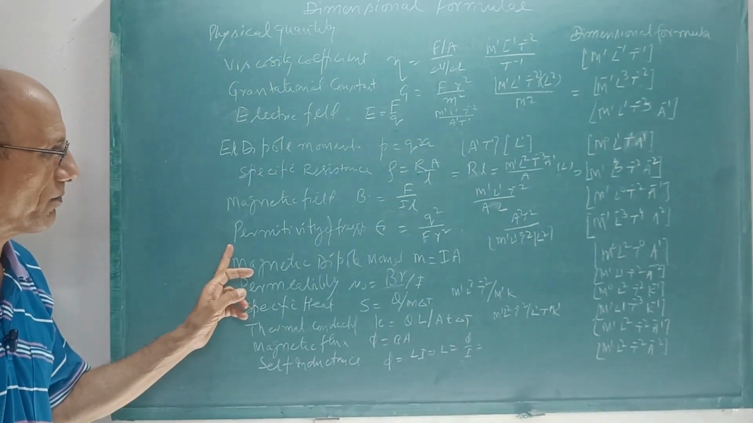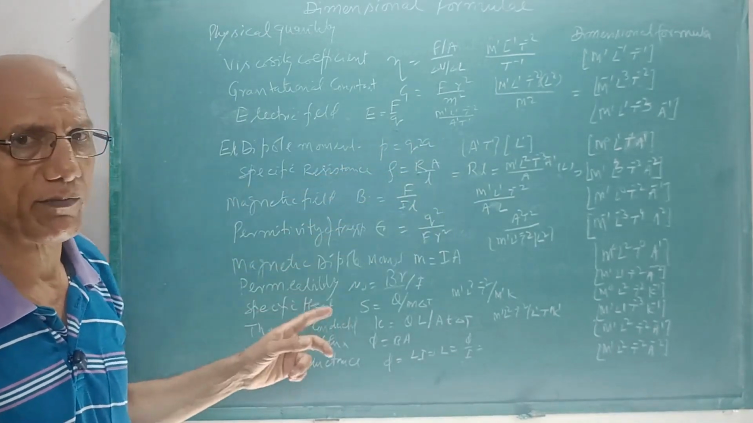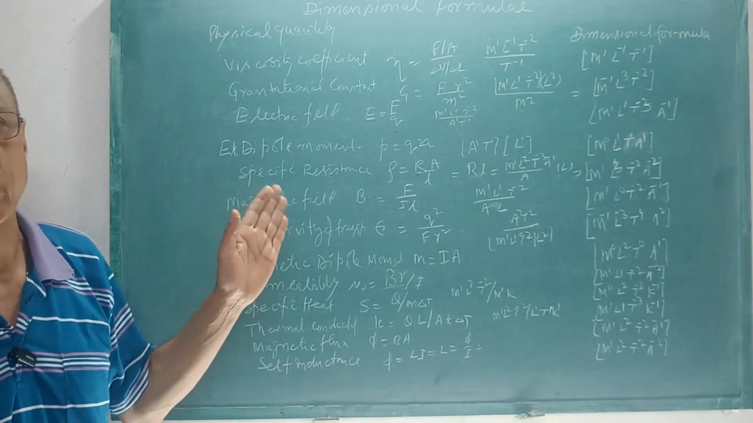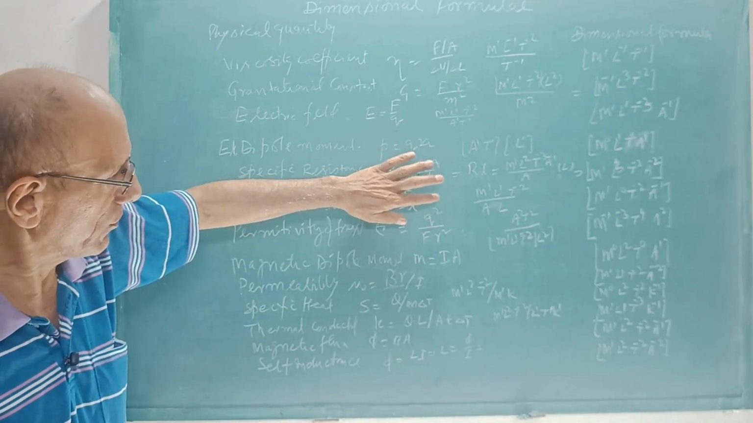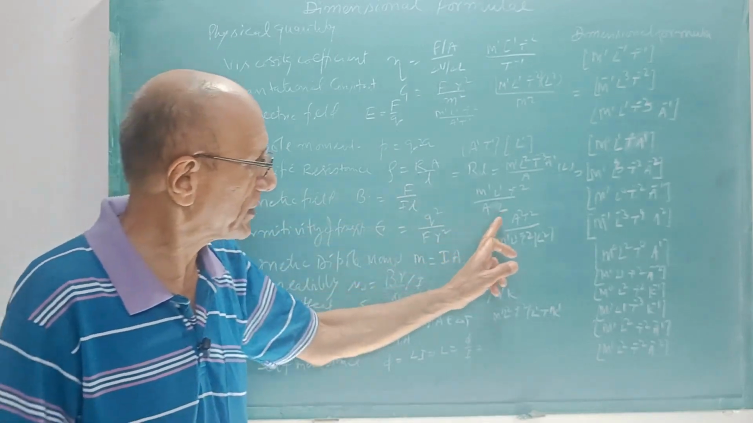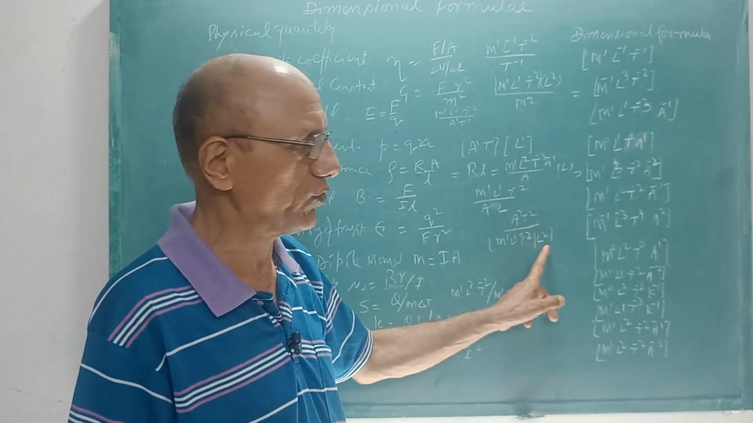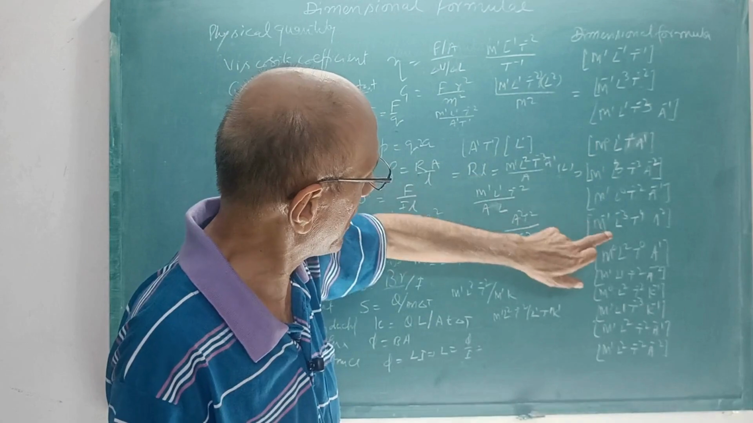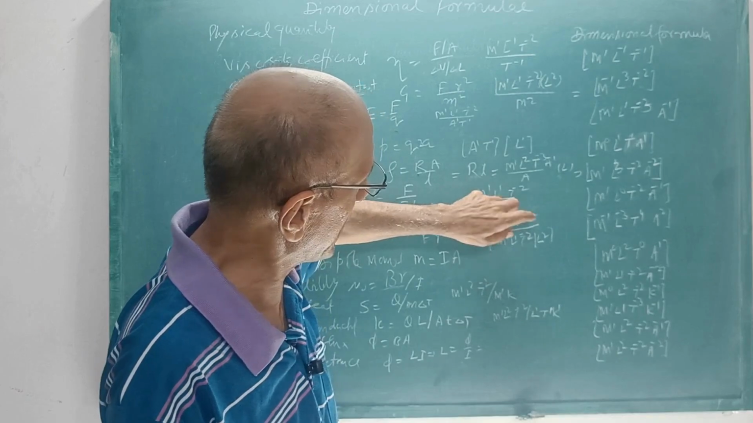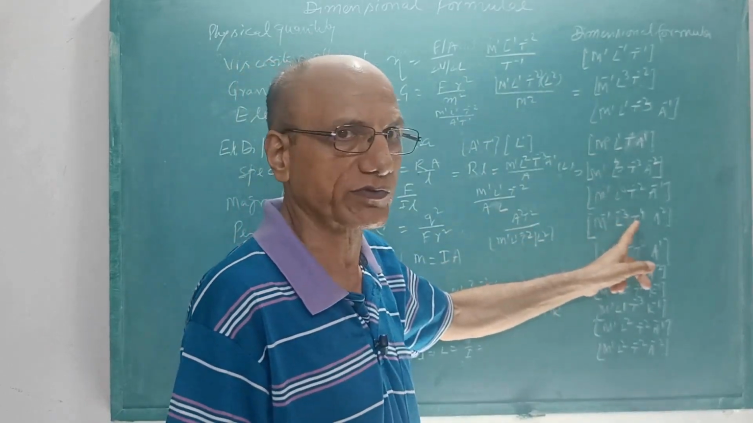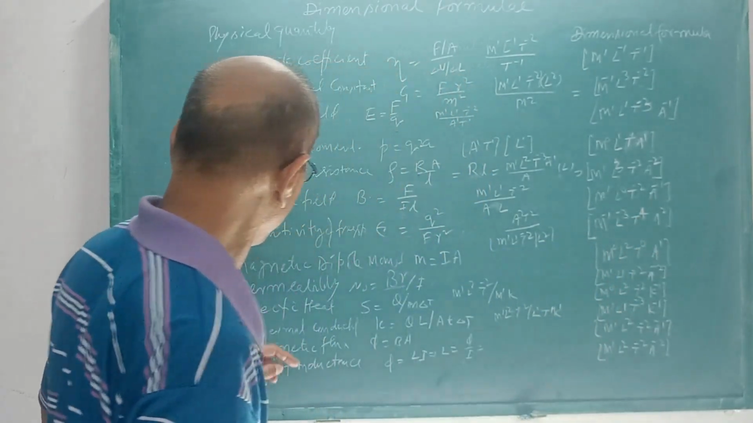So electric permittivity of free space, that is Q square upon F into R square, because force was 1 upon 4 pi epsilon naught Q1 Q2 upon R square. So here you will have Q square upon F into R square. So A square T square, force is M1 L1 T minus 2 and R square is L power 2. So here you will get M power minus 1, L power minus 3, and T is square here and minus 2 comes up, becomes plus 4, and A square is already there. So it will be plus 4.